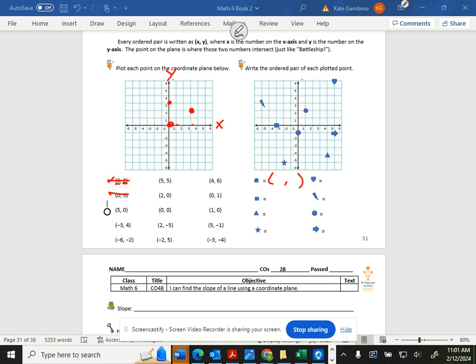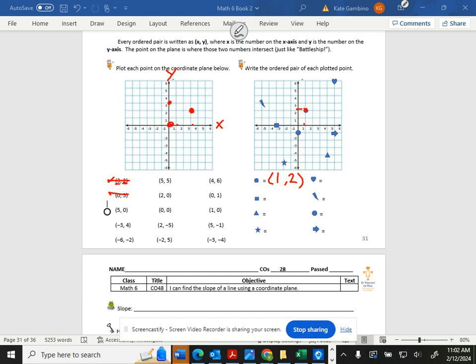What is my x? So if I want to plot this point, my circle, what is the x I'm going to put, Lilia? 1. Because if I go straight down to my x, I'm at the 1, positive 1. What is my y? Connor? I'm right here. What's the y? 2. I'm going to go over to that y-axis and I'm at 2. So my ordered pair is (1, 2).